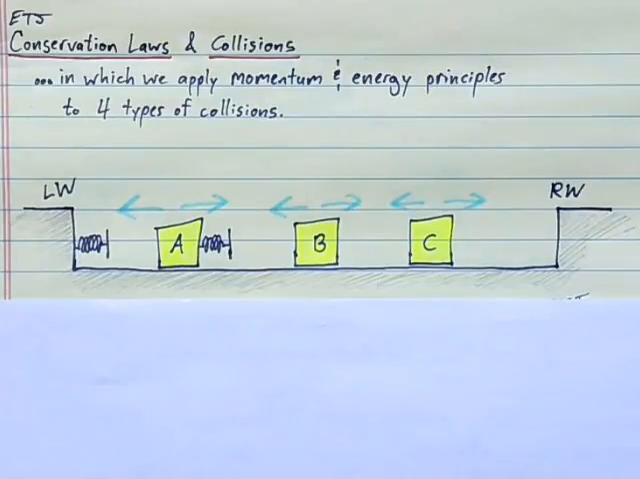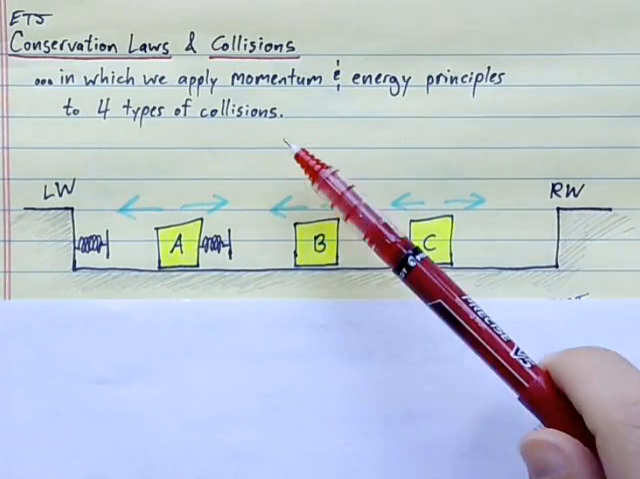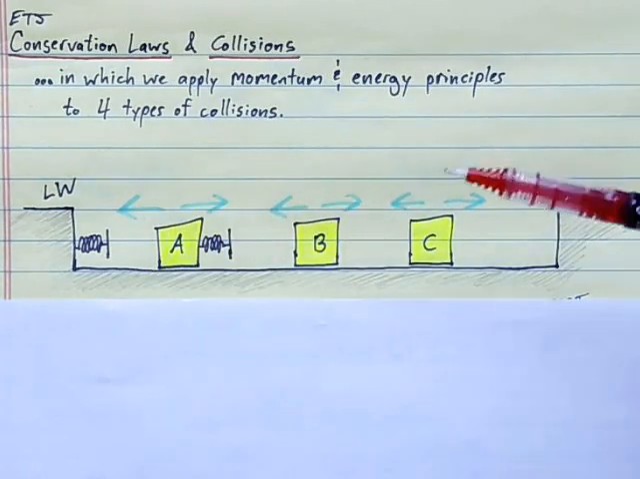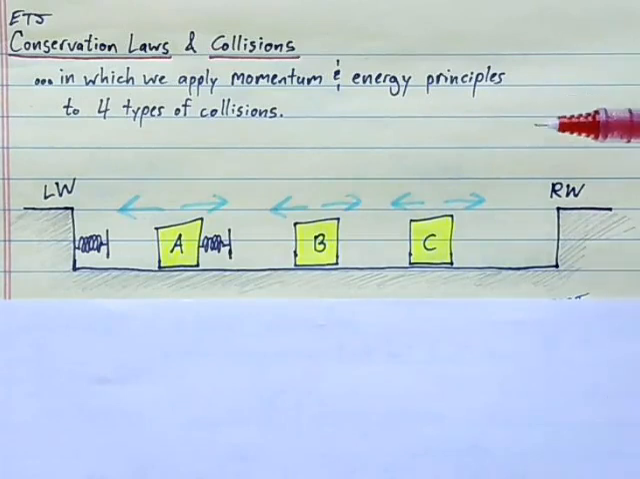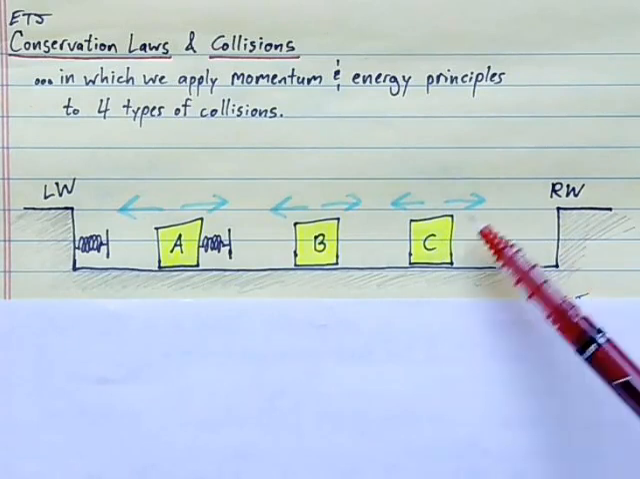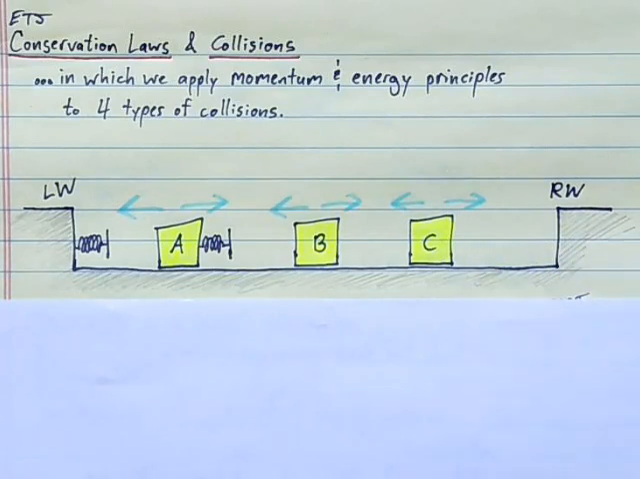Conservation laws and collisions, in which we apply momentum and energy principles to 4 types of collisions. Our goal here will be to practice looking at a scenario and identifying whether energy will be conserved and whether momentum will be conserved. So here's a setup for 4 types of collisions.